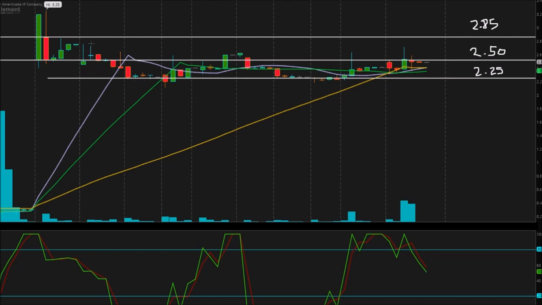I'm sorry, not a dragonfly doji. Why am I blanking out? What doji would that be? Hold on a second. It's been a long day, guys. Let me just double check. I don't want to give false information out with my brain being half asleep.